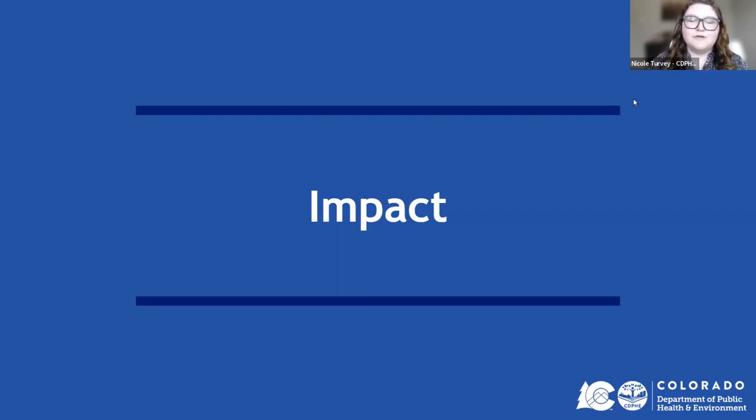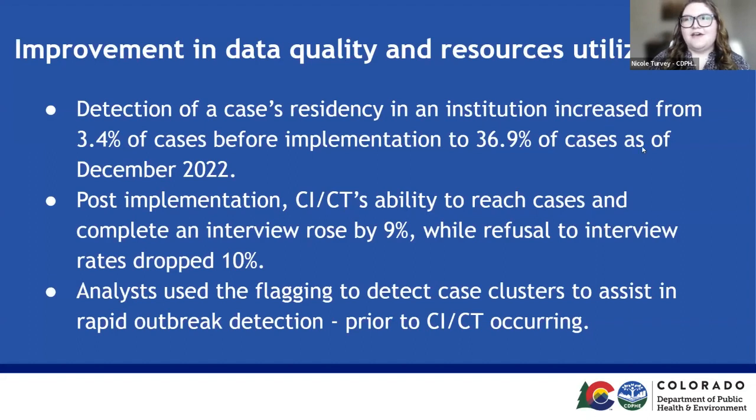So I'm going to talk a little bit in numbers and also pie in the sky of what the impact is and can be. It did greatly improve our data quality and resources utilized. As Julia alluded to, we were able to detect a case's residency in an institution from 3.4% of cases to 36.9% of cases in December of 2022. Huge jump. We were also able to give some reprieve to our CICT staff who had been working a very hard pandemic. We were able to increase their interview rate and completion rate, it rose by 9%, and the refusal to interview dropped by 10%. So great for resiliency for those folks.